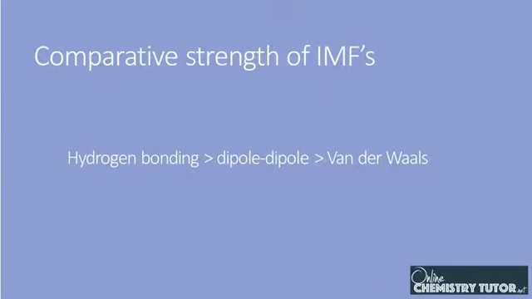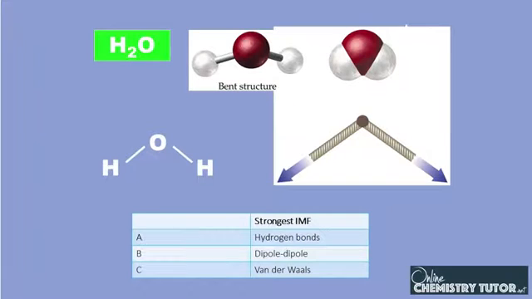So you need to know about the comparative strengths of the intermolecular forces. Hydrogen bonding is the strongest, and the evidence is on the graph that I showed you before, that the hydrides of oxygen, nitrogen, and fluorine have much higher boiling points than the comparative hydrides of the same groups, but of larger molecules. Dipole-dipole forces are the second strongest, and van der Waals are the weakest.